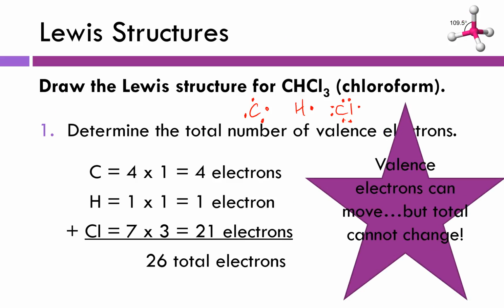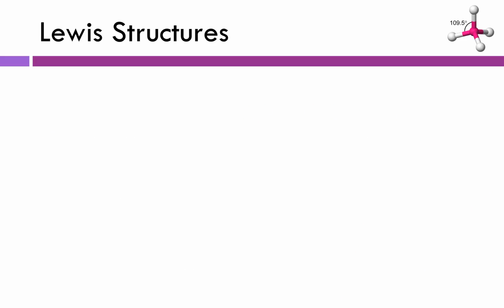It's worth noting that your valence electrons can move. They don't have to stay tethered to the element that brought them to the party, so to speak. But when it's all said and done and you double check your work, you want to make sure that you've accounted for all of the electrons. A lot of students get lazy and complacent and just simply don't want to take the time to do that. I cannot recommend enough that you actually go back and check your work. We'll talk more about that later.